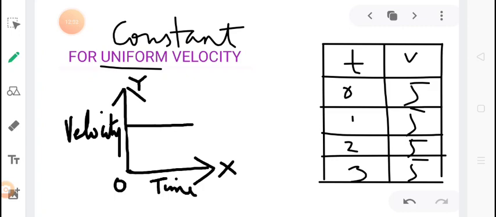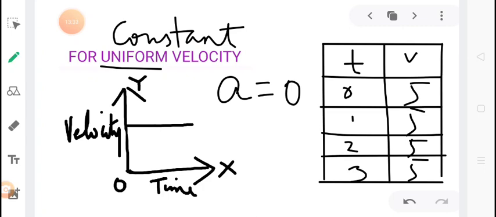Now one question. If velocity of an object is not changing, then what should be the value of acceleration? Can anybody tell me? How do you define acceleration? It is the rate of change of velocity with time. So if velocity is not changing, then what should be the acceleration? Obviously it is equal to 0.